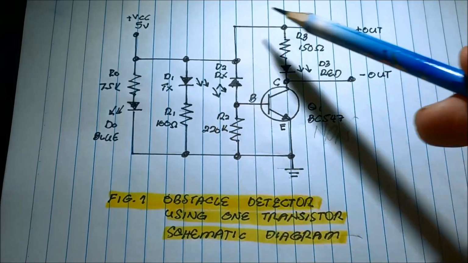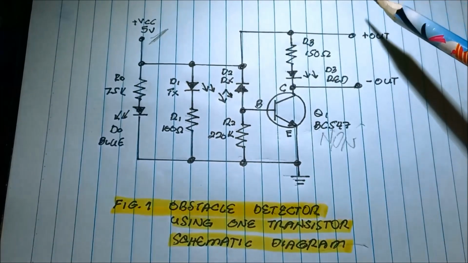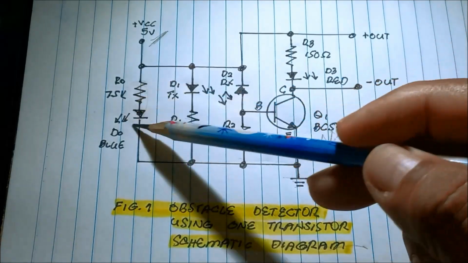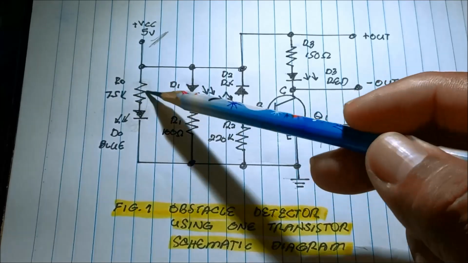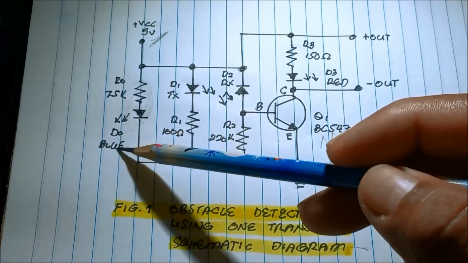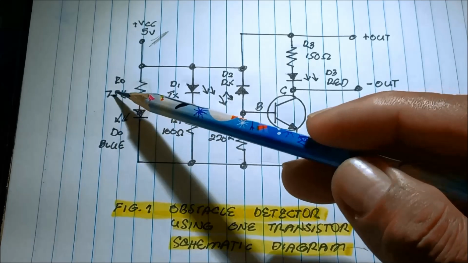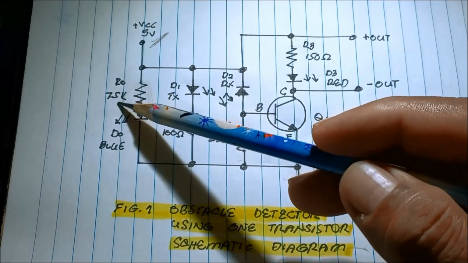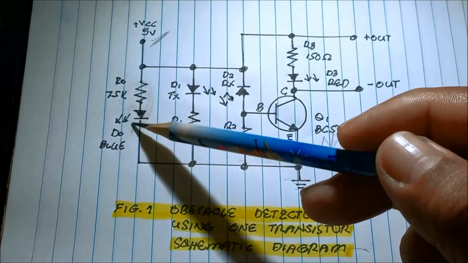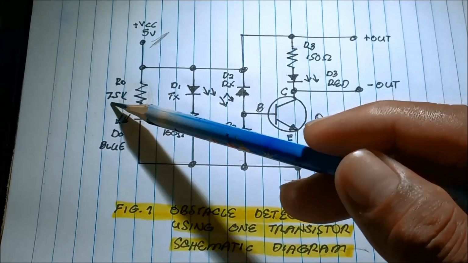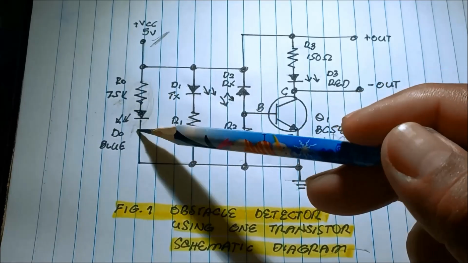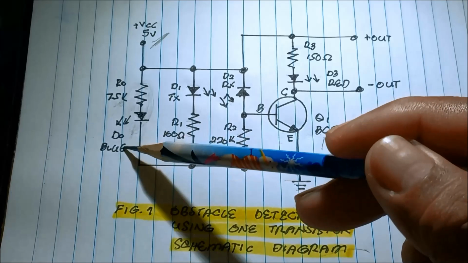So in here we have the 5 volt supply, and then power LED, just to know that the circuit is on, composed of blue LED and 7.5K resistor, just to minimize the use of current by using a higher value of resistor as a current limiting resistor to our power LED color blue.